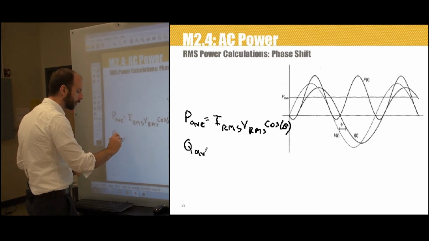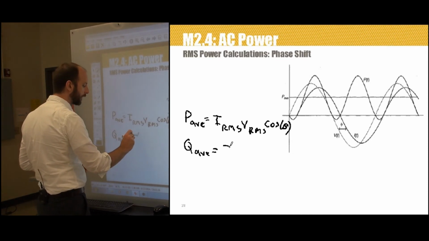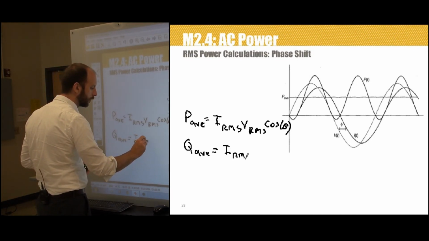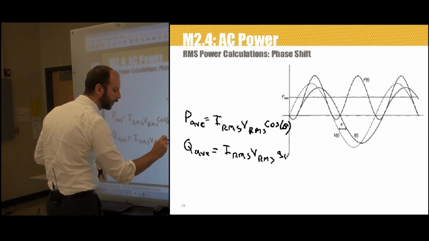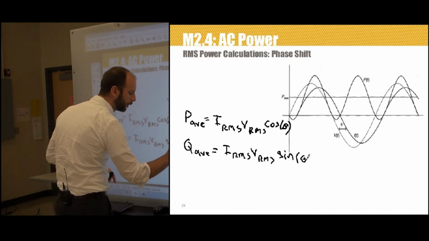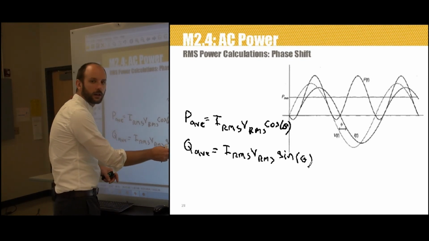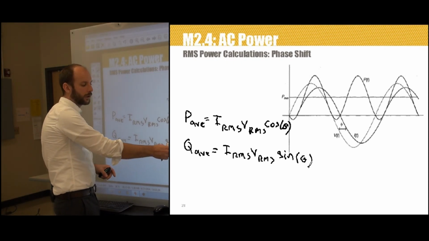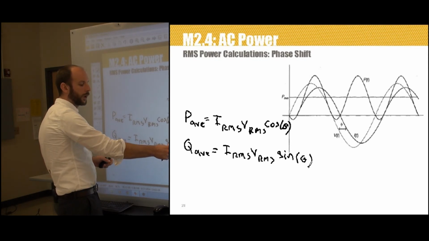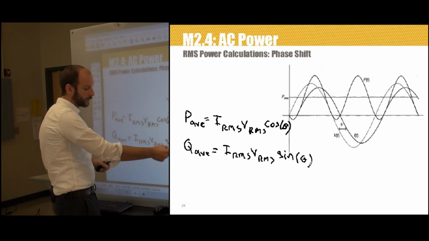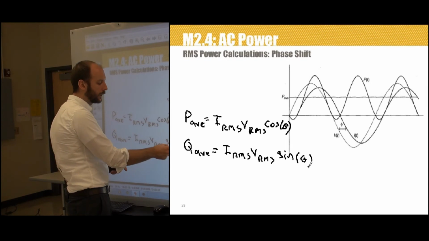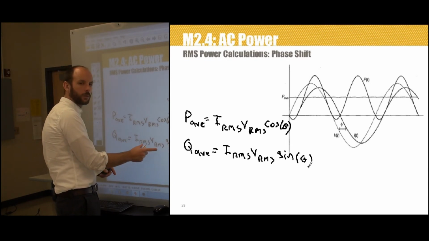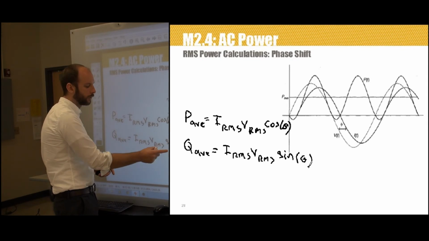Q average, similarly, remember just from that last slide, IRMS, VRMS. This time, though, it's sine of theta. Theta, again, is going to be the phase shift. If it was a resistive waveform or resistive load, that's 0. Sine of 0 is 0, so there's no reactive power. If it's an inductor or capacitor, it's going to be 90 and negative 90 respectively, which means that's going to be 1 and negative 1 respectively.